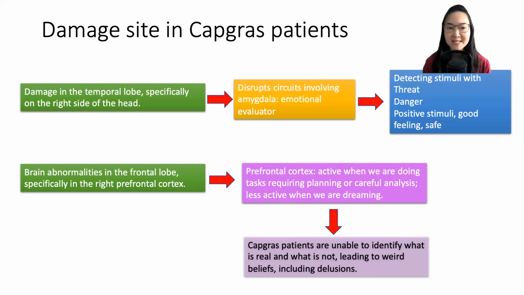Brain abnormalities in the frontal lobe, specifically in the right prefrontal cortex. The prefrontal cortex is active when we are doing tasks requiring planning or careful analysis, and it's less active when we are dreaming. What happens to the Capgras patients? The Capgras patients are unable to identify what is real and what is not, leading to weird beliefs, including delusions.